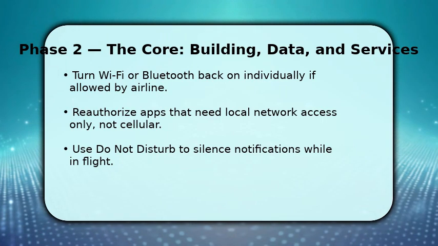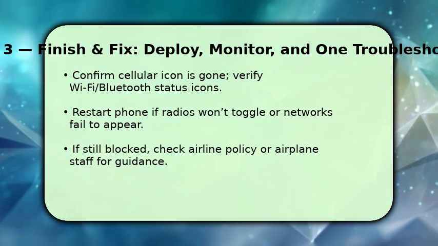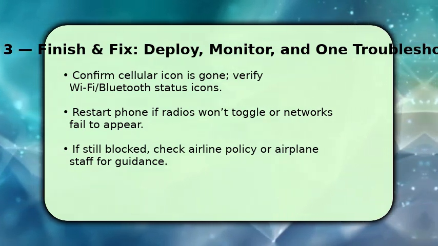To finish, confirm the cell bars are gone and that only the icons you allowed, Wi-Fi or Bluetooth, are visible. This verifies flight mode is active but selective radios are back.